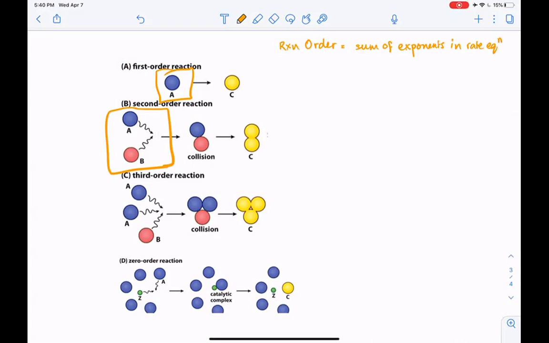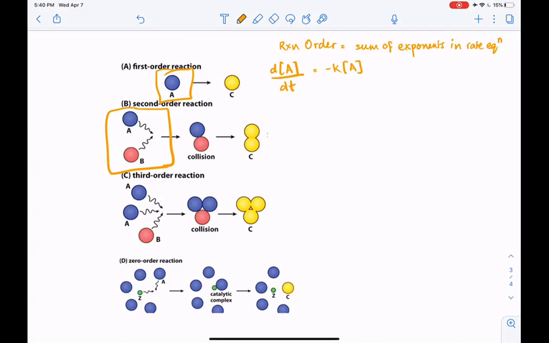But in a first order reaction, all we have is molecules of A, but we don't need one molecule of A to collide with another molecule of A. We just need a single molecule of A. And this is not super common. The most common example of it is radioactive decay. So we have dA/dt corresponding to some constant k times the concentration of A, because that is the only reactant.